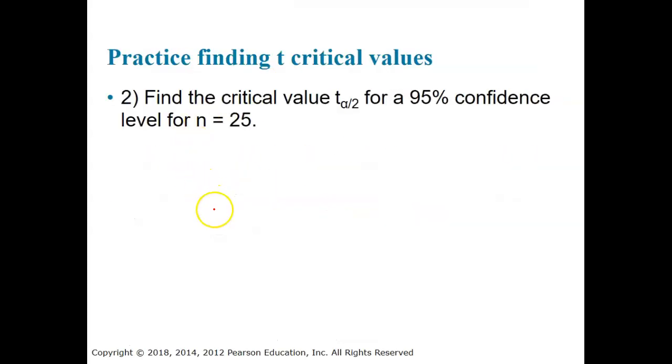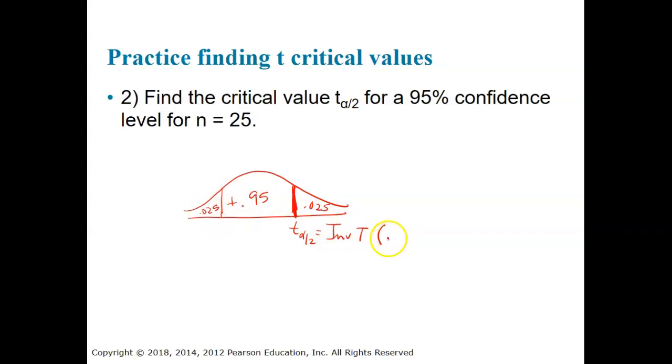Okay, the next one, if we're going to do a 95%, we'll do 0.95 and we'll put 0.025. So my t here is going to be inverse t. The combined area to the left on this one is going to be adding those two together, so 0.975. My degree of freedom is going to be 24. So this answer would be 2.064.